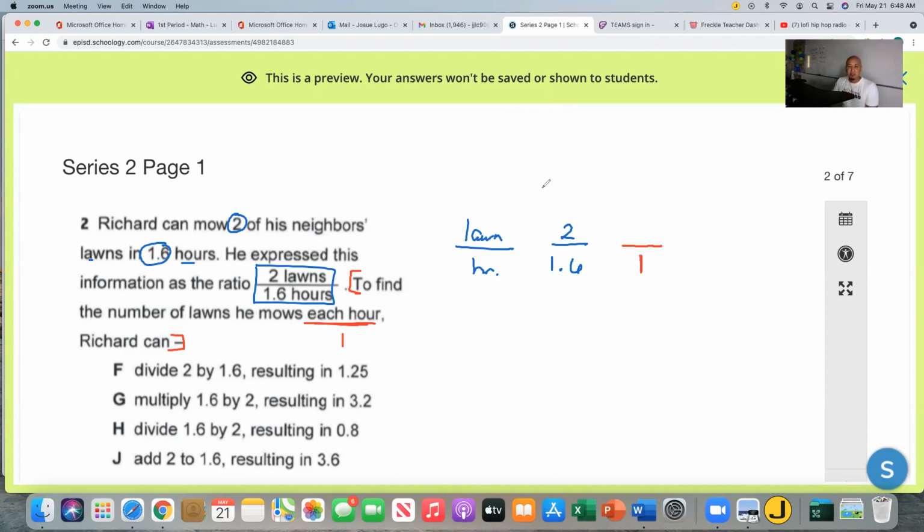So you need to ask yourself, ladies and gentlemen, what do we have to do to 1.6 to get to 1? And do the same thing to 2. Or, ladies and gentlemen, this is another one of those where you can cross multiply. You can do 1.6x and 1 times 2, which is 2, and then isolate the variable. So again, either one. Now that we've discussed it, I want you to look at the answer choices and see if you can figure out which one it is.